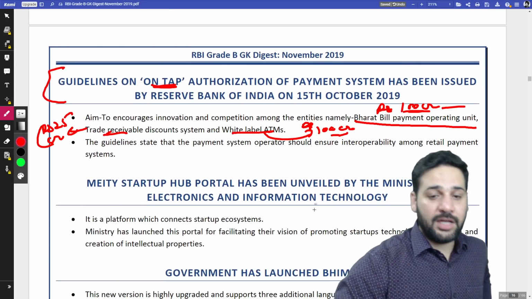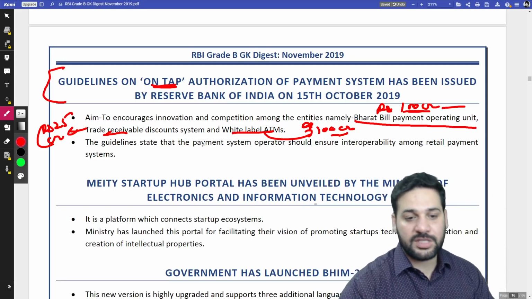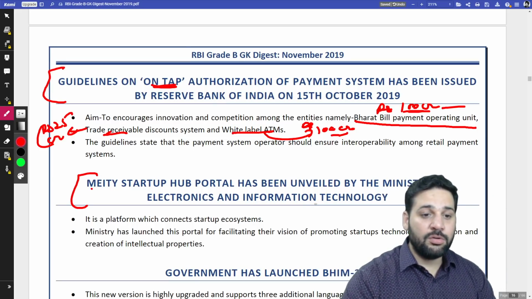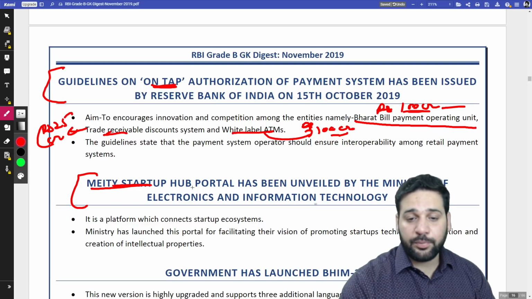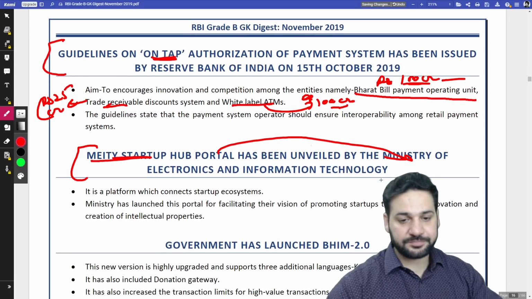So Meti Startup Hub portal has been unveiled by the Ministry of Electronics and Information Technology. So Meti Startup Hub portal by the Ministry of Electronics and Information Technology, यही question है.